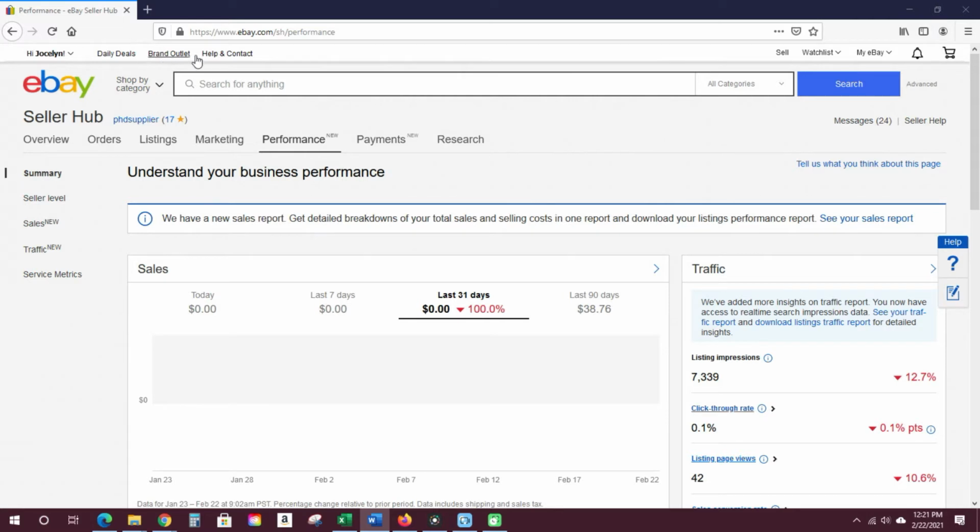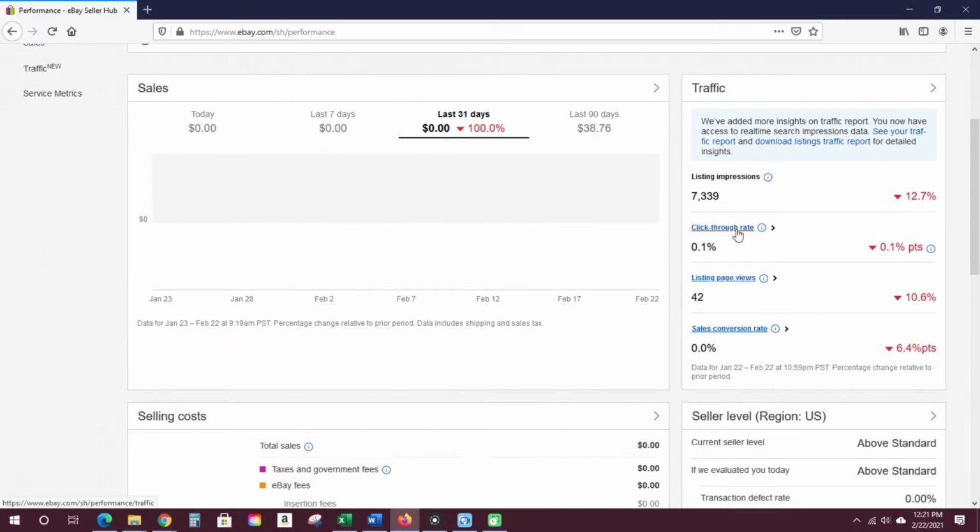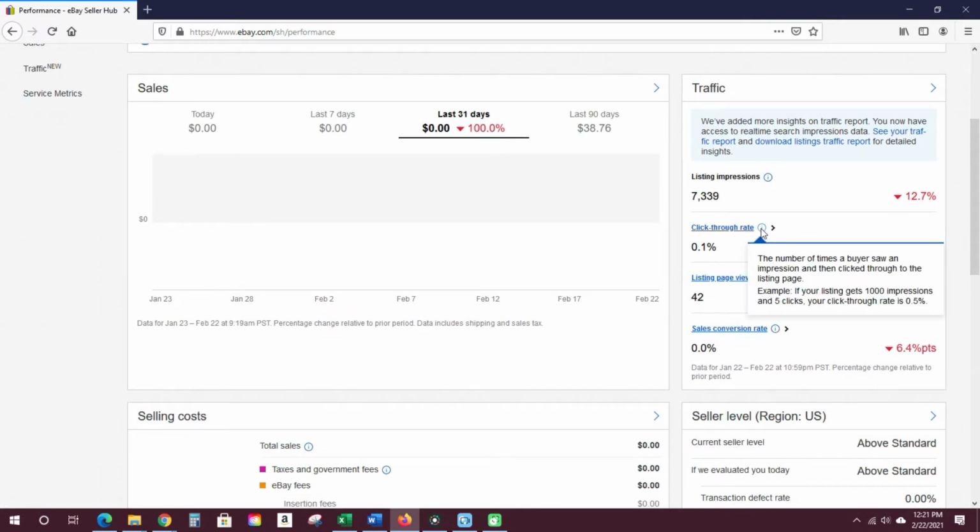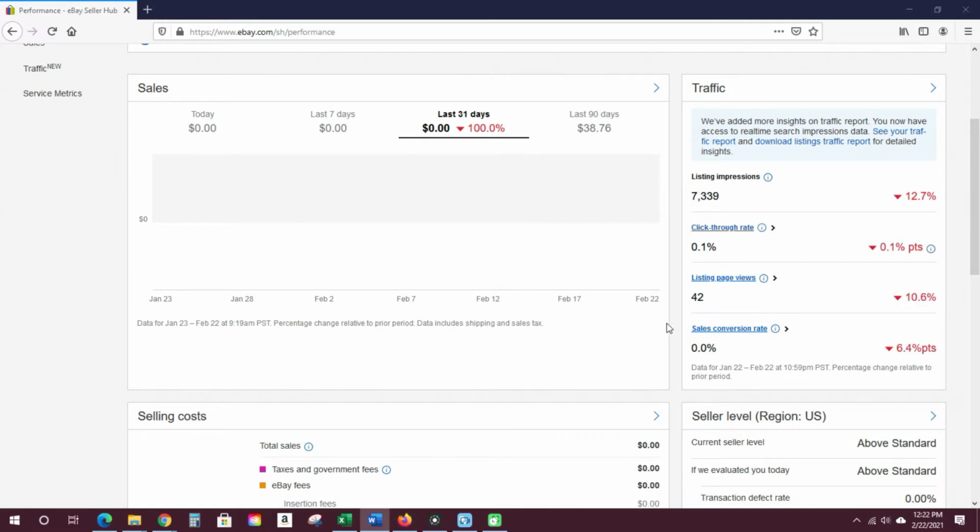But that's all right. So we're going to use this account to look at those particular things that I was talking about. When you log in, you just need to go over to Hit Performance. Once you do that, you're going to see those two numbers that I was talking about. One is the click-through rate, and if you hover over the I, it'll tell you what that is. And the other one is the sales conversion rate. It's at 0 because I haven't had any sales in 30 days on this.